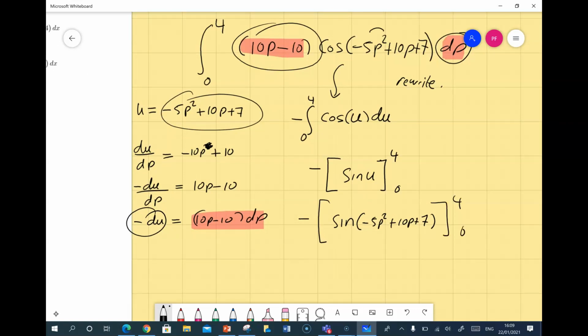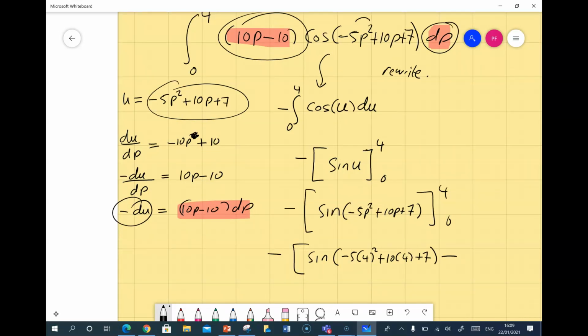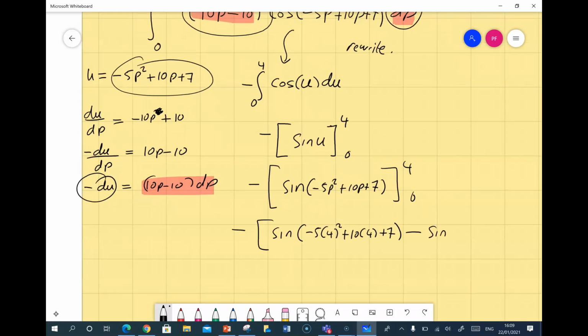from 4 to 0. So I'm going to put in my 4 for p first. So I'm putting the sine of minus 5 times 4 squared plus 10 times 4 plus 7, minus the sine of minus 5 times 0 squared plus 10 times 0 plus 7. So when I simplify that, I'll just put it all into my calculator nice and carefully.